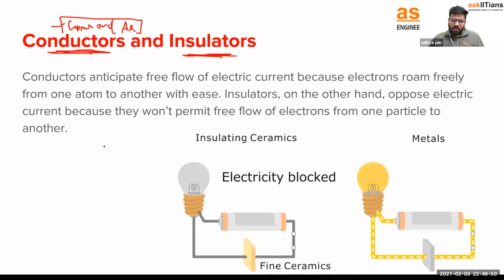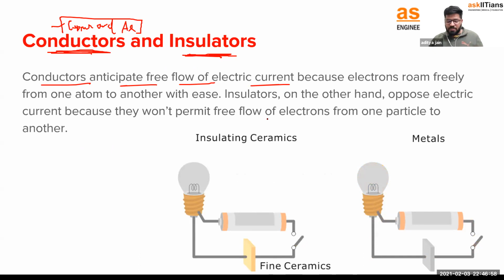Okay. So if I talk about conductors, conductors allow free flow of electric current because free electrons are present in them, because the basic necessity for flowing of current is that electrons should be flowing. So in conductors, electrons are free to move. That's why they are easily able to conduct the current. While in insulators, no free electrons are present basically. That's why they are not able to easily conduct the current.